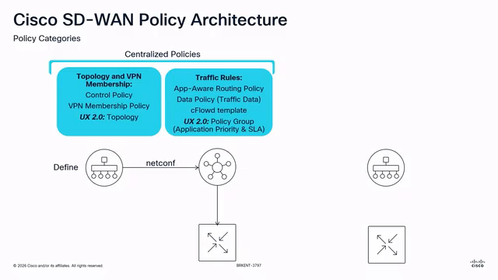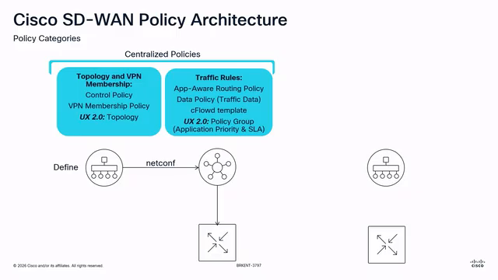vManage programs them. We not really program it, just send the netconf XML configuration to the smart controller, and then the smart controller will either execute those policies itself if we are talking about topology and VPN membership policies, or it will send them further through the OMP session if we are talking about traffic rules. One more important thing to consider.